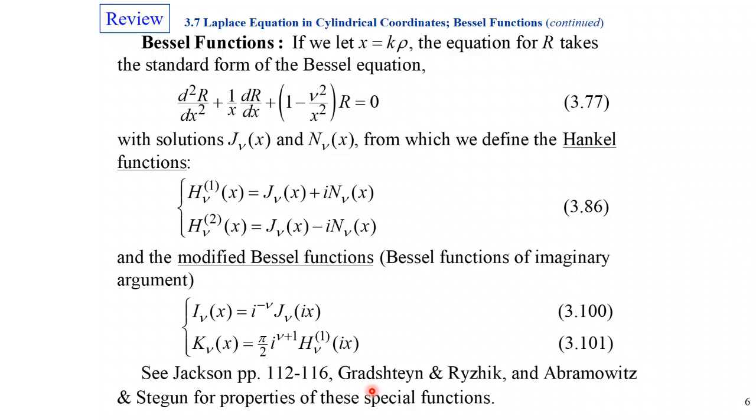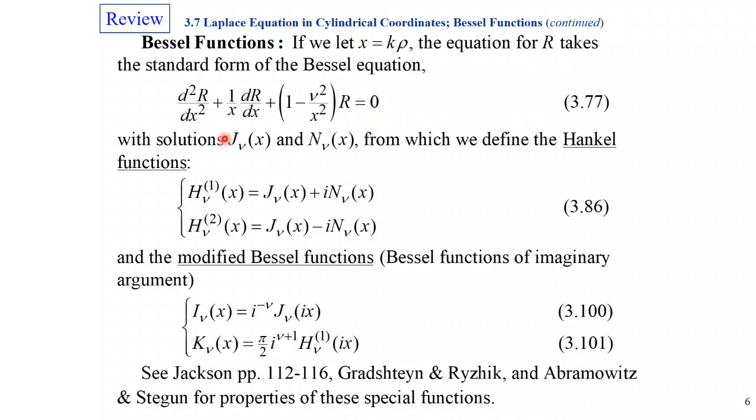And remember, at that time, we can rewrite this equation with a symbol called x. X equals k rho. The equation for R takes the standard form of the Bessel functions. So by doing so, we just divided by k squared, and k rho divided by k squared gives us k rho squared. So R now is a function of x.